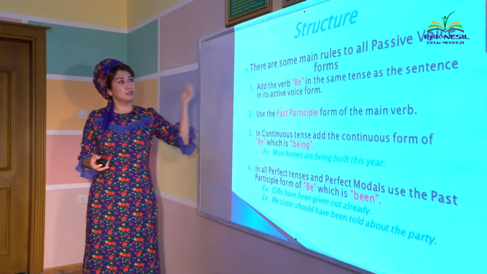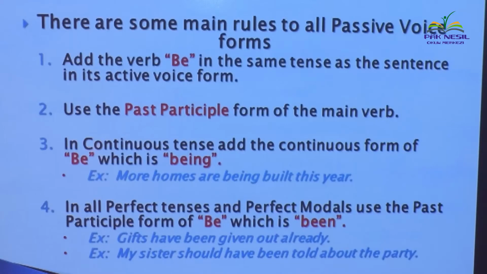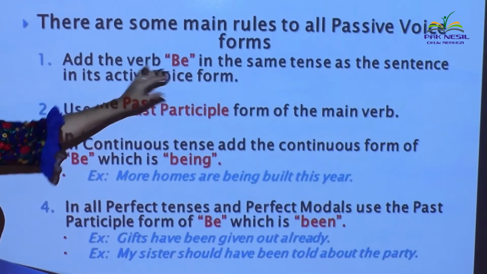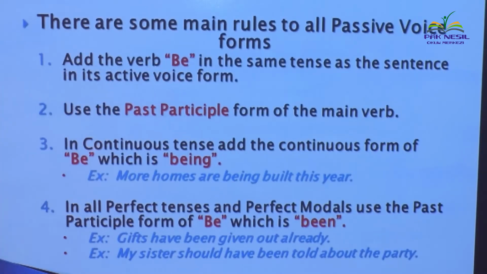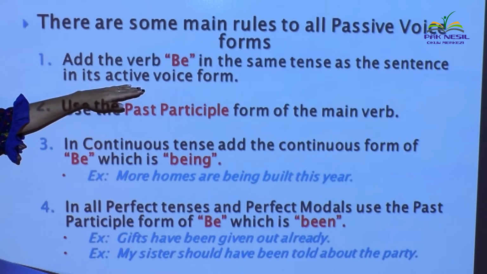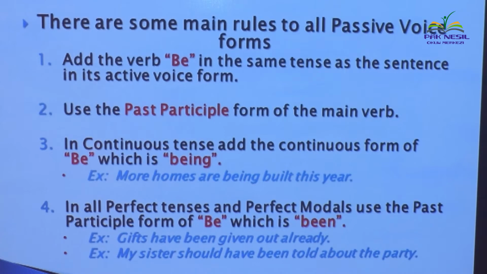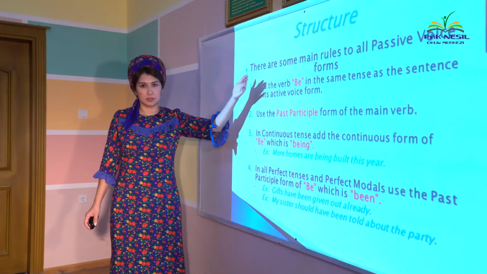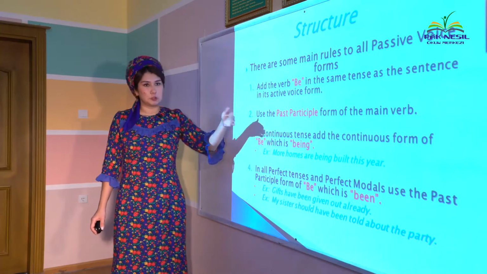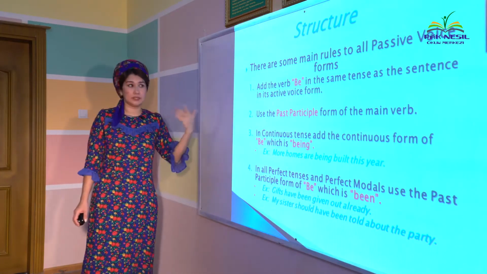Look here. The first rule is you should add the verb be in the same tense as the sentence in its active voice form. Remember that there is one more voice in English, active voice, and the second one is passive, what we're discussing now. If it's present simple, use am, is, are. If it's past simple, you should use was or were, and so on.